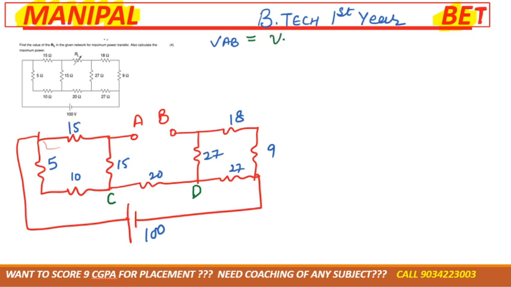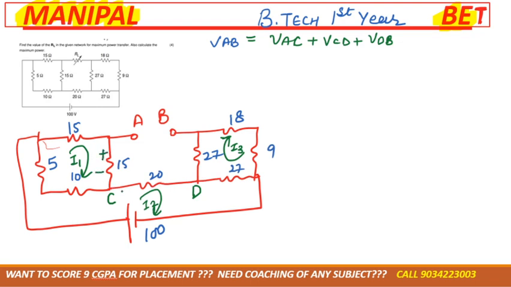So can we say that VAB must be equal to VAC plus VCD plus VDB, right? You are moving from A to C, so current would also move from A to C, I1. You are moving from C to D, so current must also move from C to D, I2. And you are moving from D to B, so current must also move from D to B, that is I3. In whichever direction you are moving, you have to take the same direction.